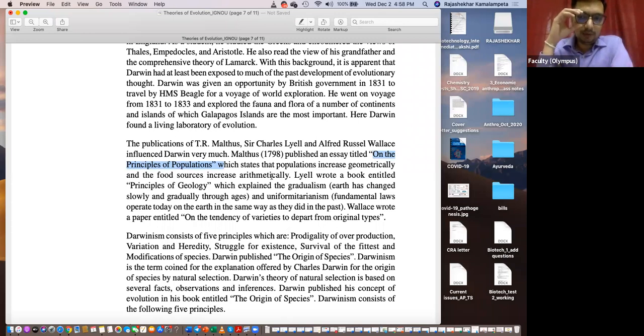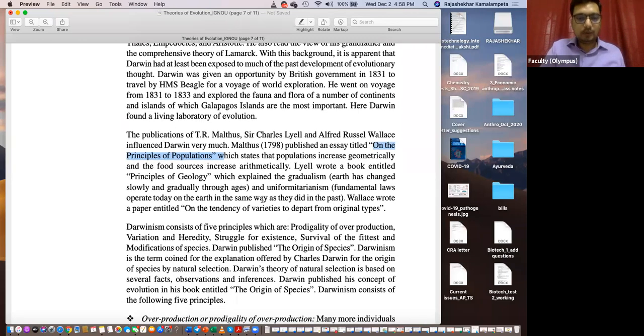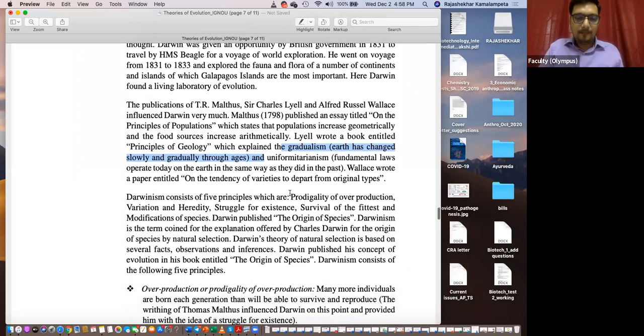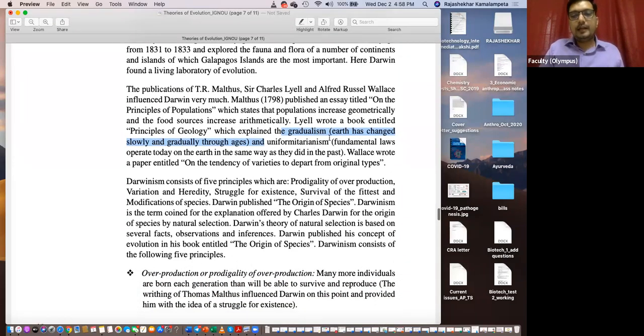So he studied Malthusian theory, the connection between how populations vary and how their food resources diminish. And Lyell, in Principles of Geology, explained gradualism, that the Earth has slowly and gradually changed over time. So he understood that it happens over a long period of time and is a slow process. And the overall ideas of the Earth, the fundamental laws related to the Earth and its management or maintenance, are even true today. So he asked, then what has changed over a period of time?